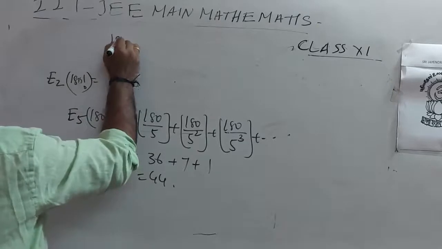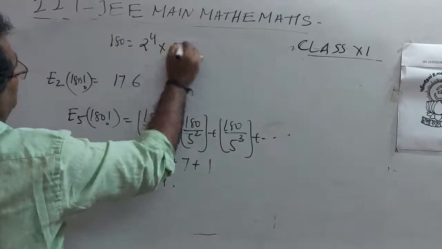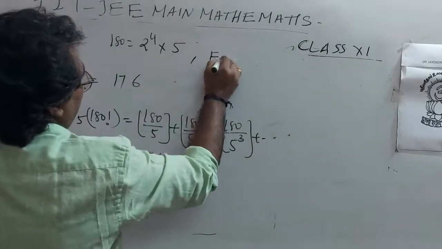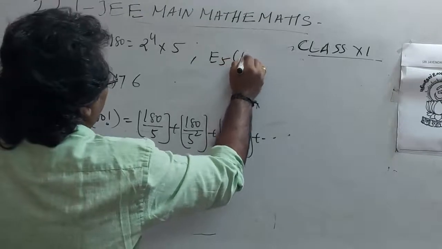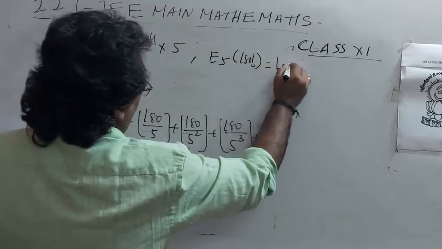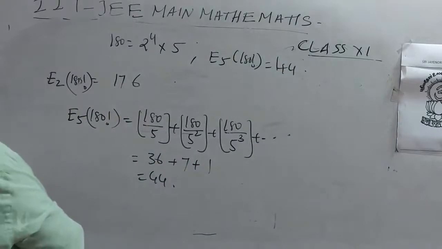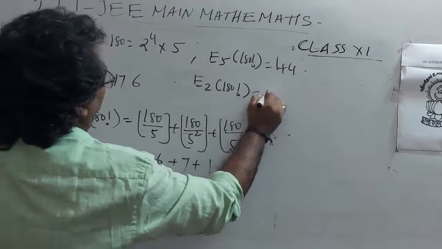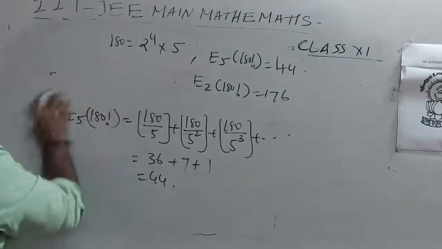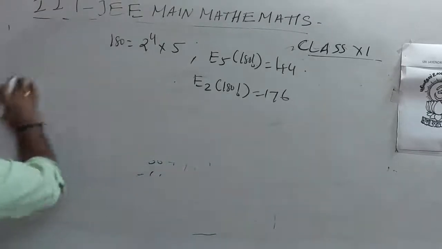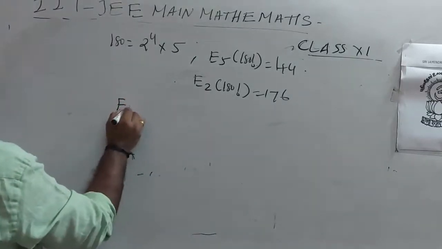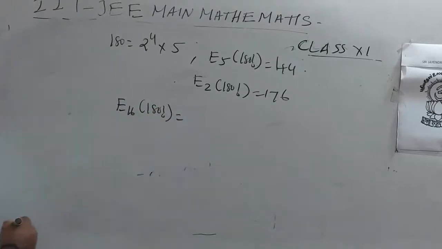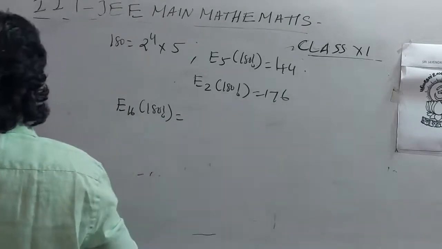We note 80 equals 2 power 4 into 5. So the exponent of 5 in 180 factorial equals 44, and the exponent of 2 in 180 factorial equals 176. We want to find the exponent of 80. So the exponent of 2 power 4, 16, in 180 factorial is 176 divided by 4.